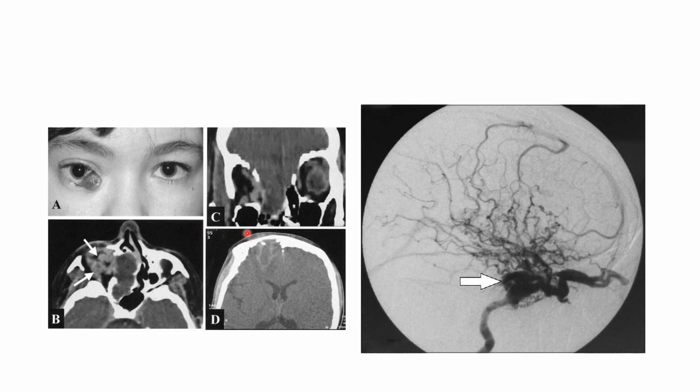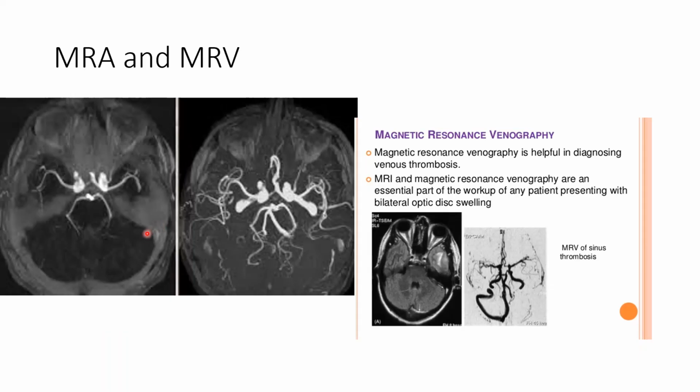Now here you can see the lesions, the vascular lesions, and here is the angiography of that lesion. This is also MRA and MRV. The magnetic resonance venography is helpful in diagnosing the venous thrombosis. MRI and magnetic resonance venography are an essential part of the workup of a patient with bilateral optic disc swelling.